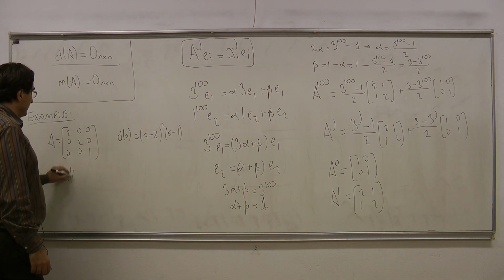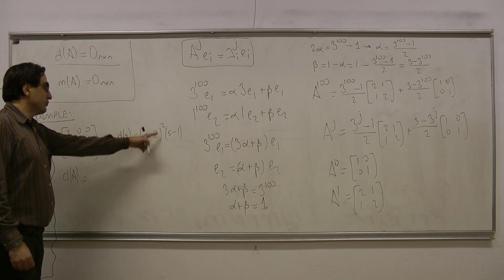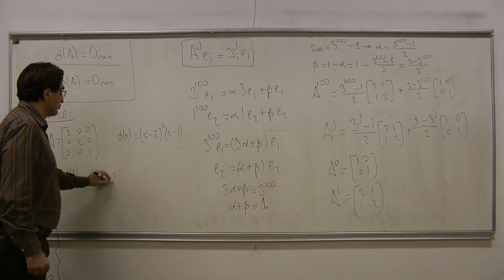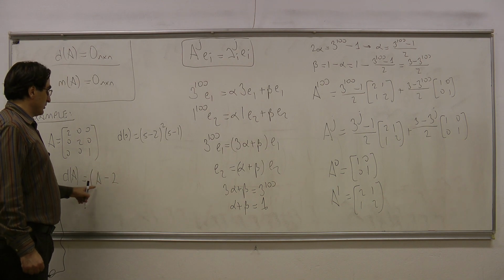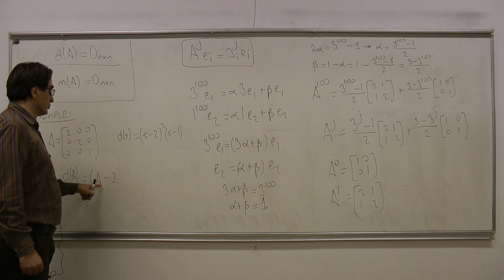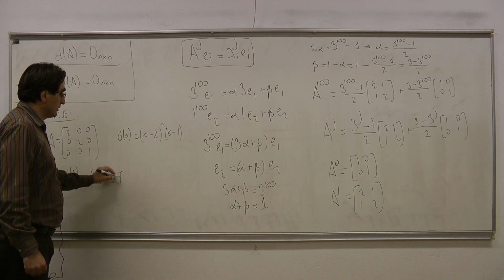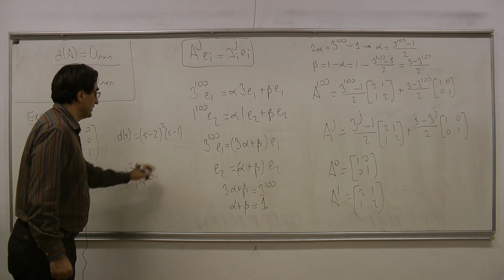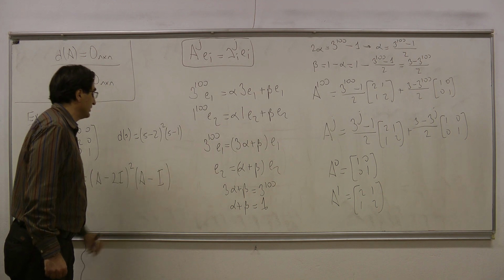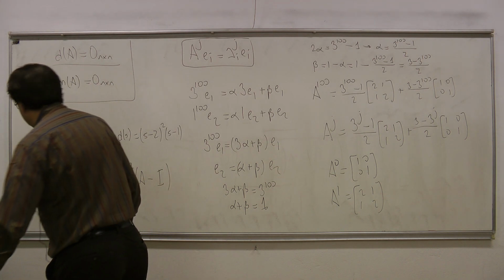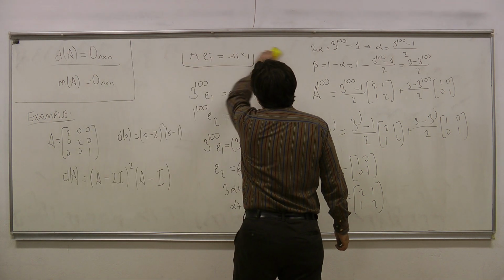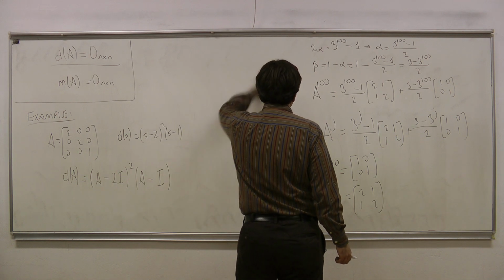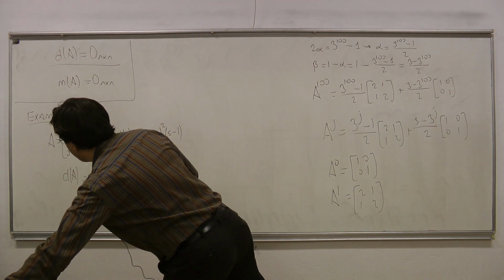So what is d of A? I'm going to substitute A instead of s. So I have A minus 2. This is wrong because I cannot subtract the scalar 2 from a matrix. So I need to put here 2 times identity, and I would have (A minus 2I) squared times (A minus I). So this is d of A, and I know that this is definitely equal to 0 by the Cayley-Hamilton theorem. Let us try to show it.